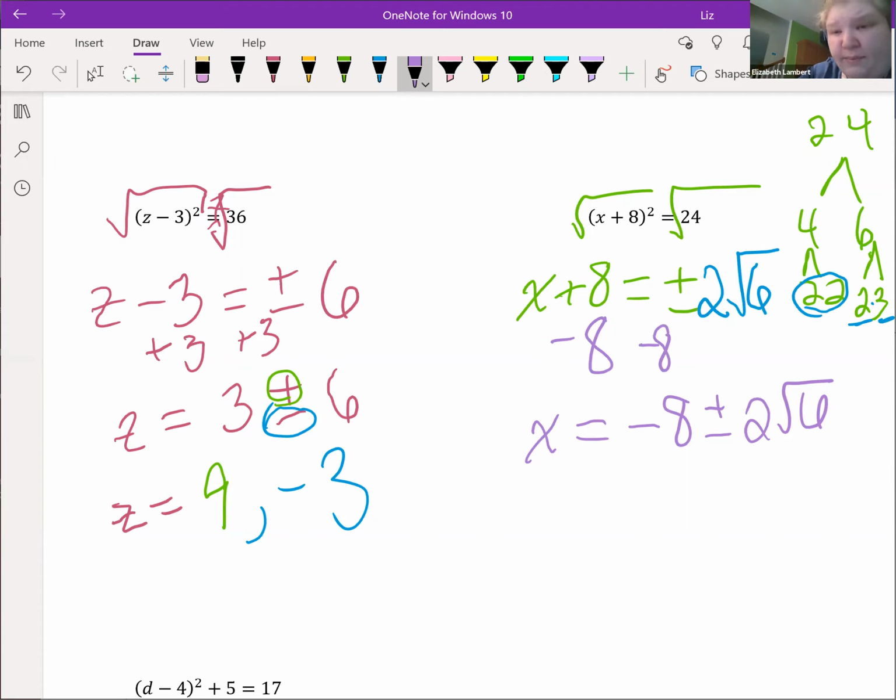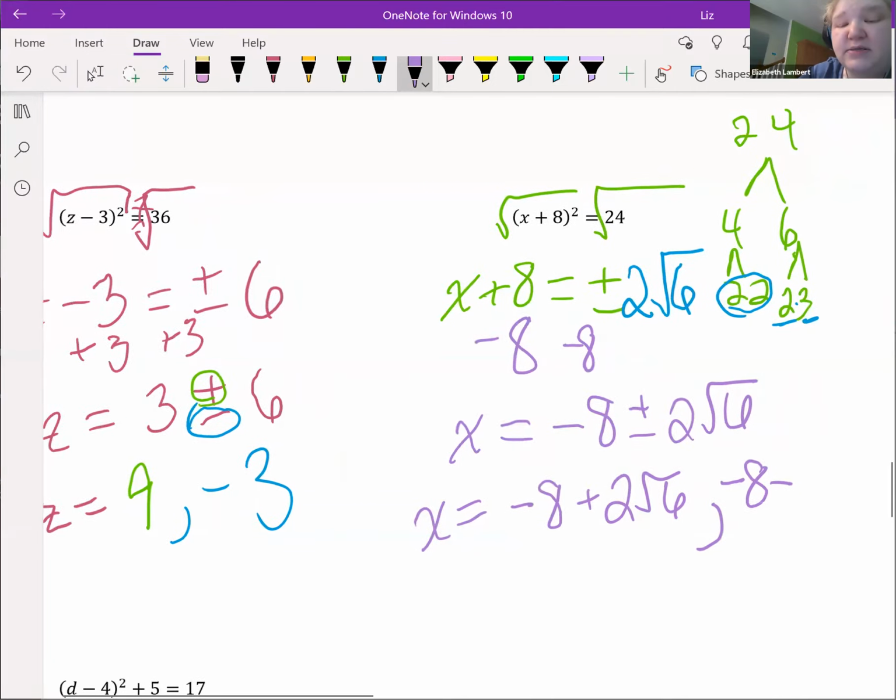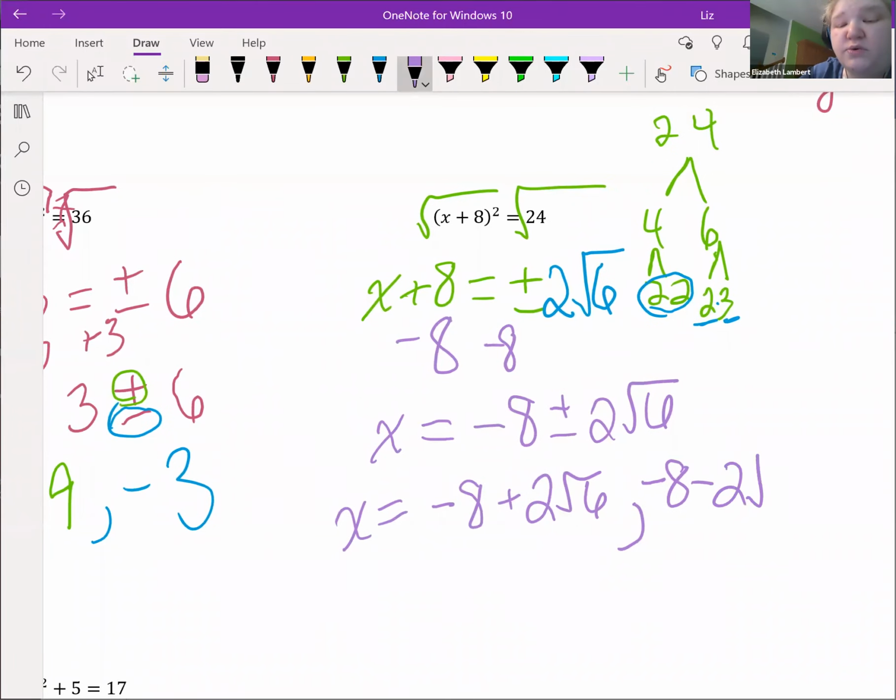If we had to write both answers separately, the first one would be -8 plus 2 square roots of 6. Then make sure the comma is outside the radical. And then -8 minus 2 square roots of 6. So the -8 stays the same. It's just here from -8, I add however much 2 square roots of 6 is. And then I go -8, and then I subtract however much 2 square roots of 6 is.